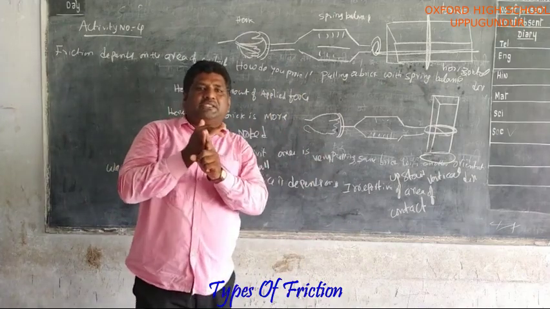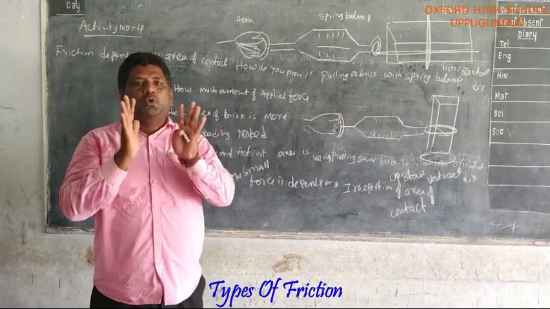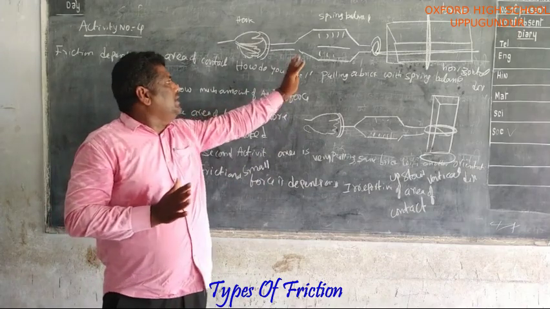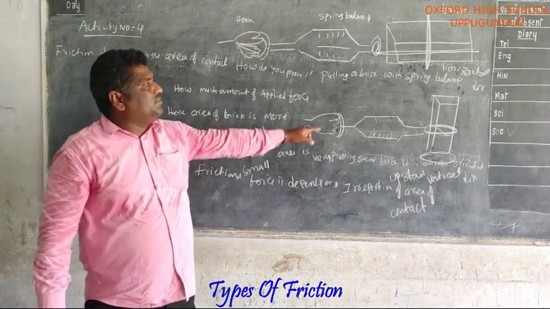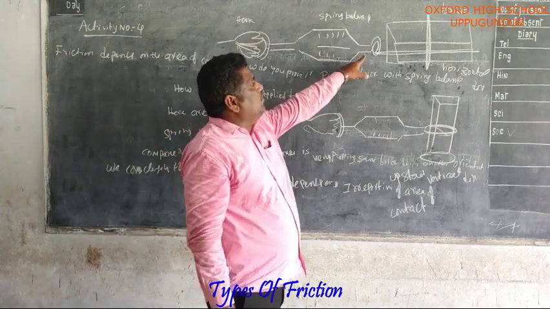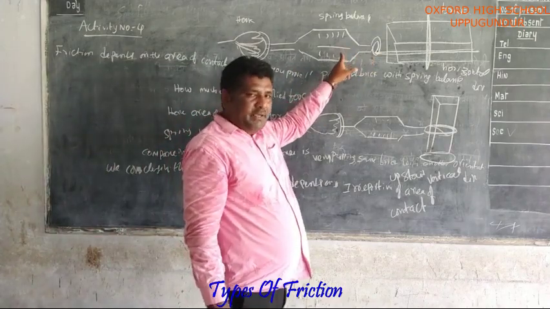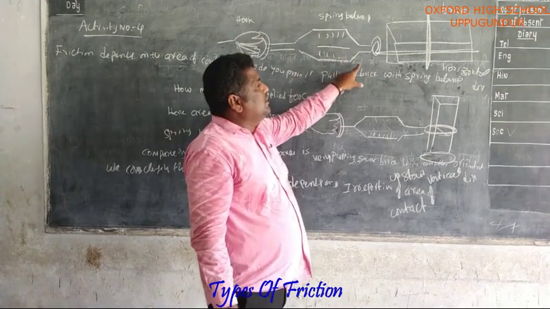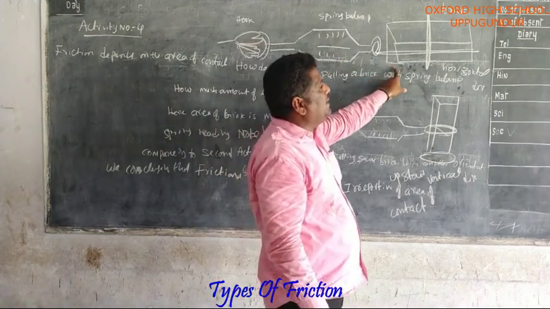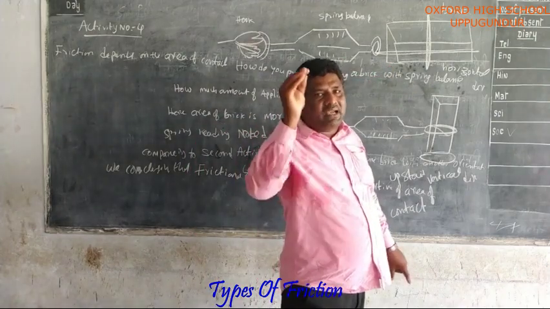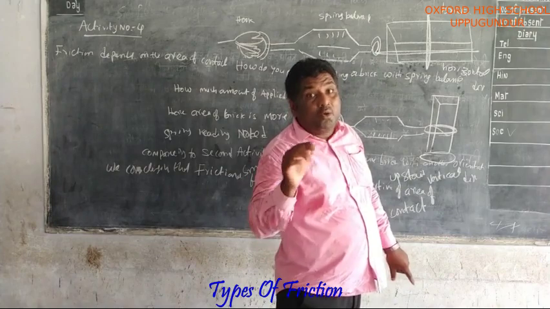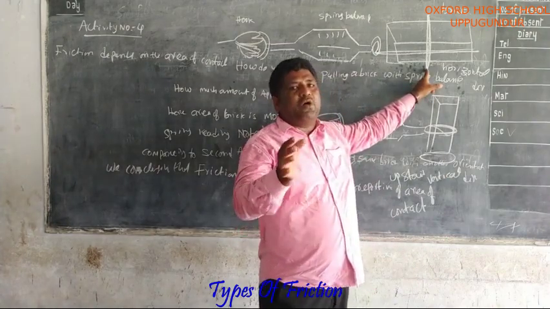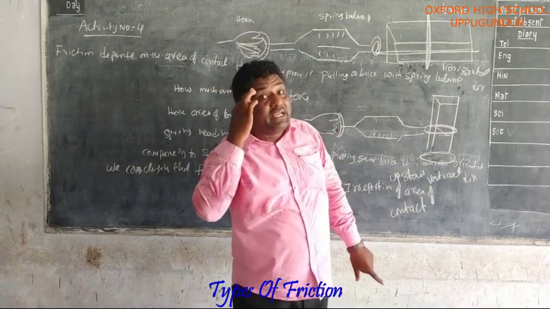So today we are discussing activity number 4: how to prove that frictional force depends on the area of contact. First of all, take one brick, one string and a spring balance, push the spring balance, and note the reading. Here the brick occupies more area of contact. Why? What is the reason? Because the brick is kept in the horizontal direction.